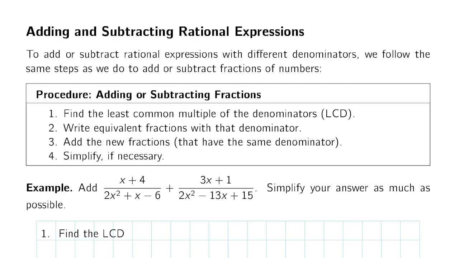Okay, we now have all of the tools that we need to be able to add or subtract rational expressions with different denominators. We follow exactly the same steps that we do to add or subtract fractions of numbers. We find the LCD, write equivalent fractions with that denominator, add the new fractions which now have the same denominator, and finally we simplify if we can.